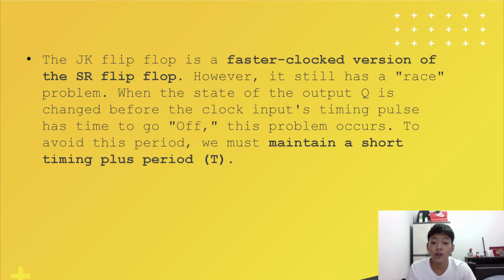When the state of the output Q is changed before the clock input's timing pulse has time to go off, this problem occurs. To avoid this, we must maintain a short timing pulse period.